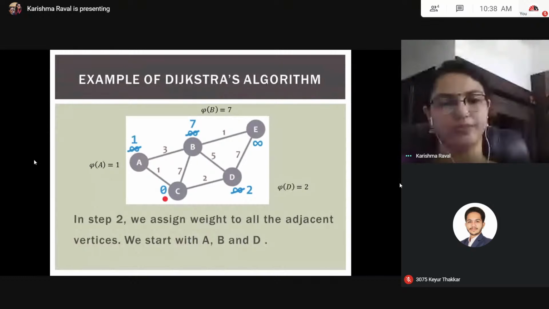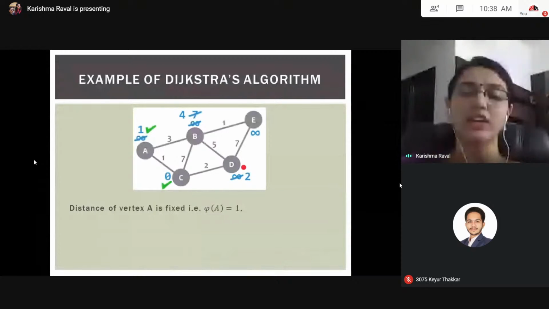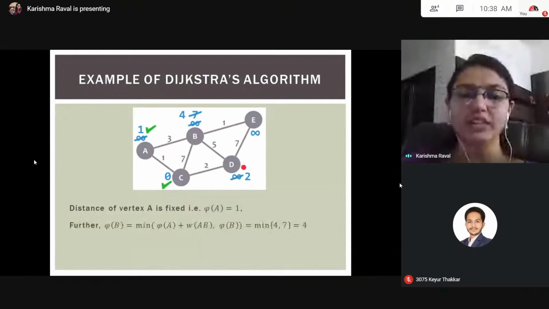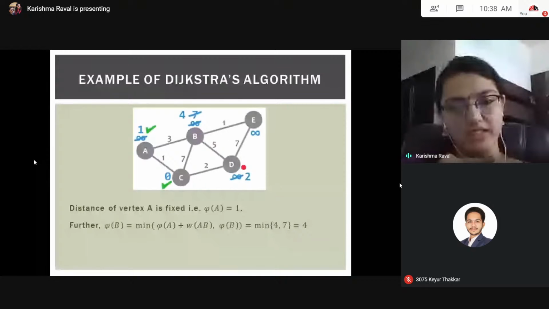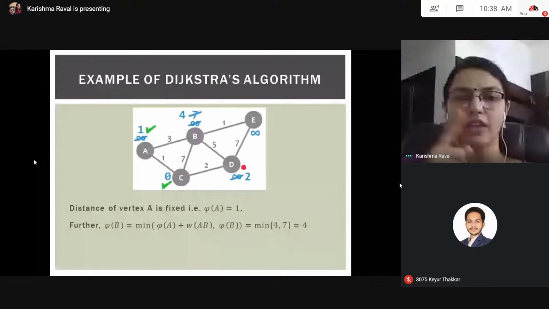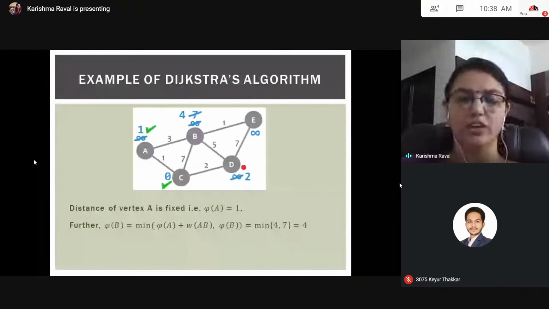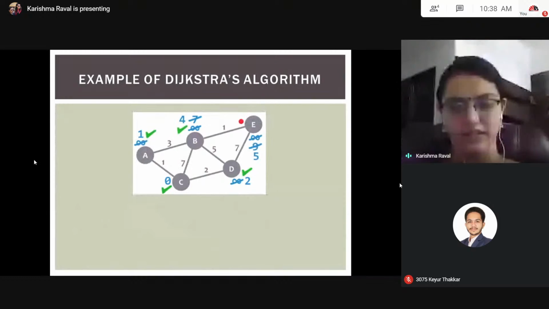Moving to step 3, we have fixed A, that is phi of A equal to 1. Why? Because 1 is the minimum weight. There can be no weight less than 1. Now we have to select for B. You can clearly see there are two ways to reach B. One is directly from C to B with weight 7 and another is by traveling C to A and A to B. But the total of this is 4, which is obviously less, and so this 7 has been struck out and 4 has been replaced. So now similarly 4 is being fixed and D is also fixed.